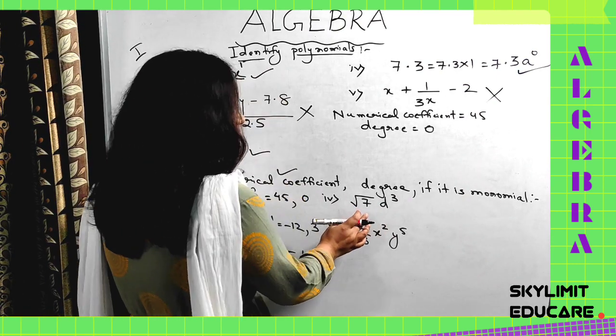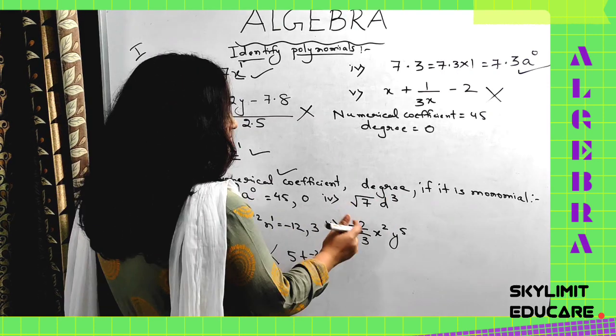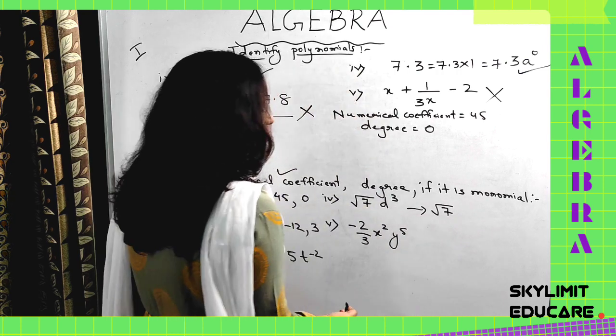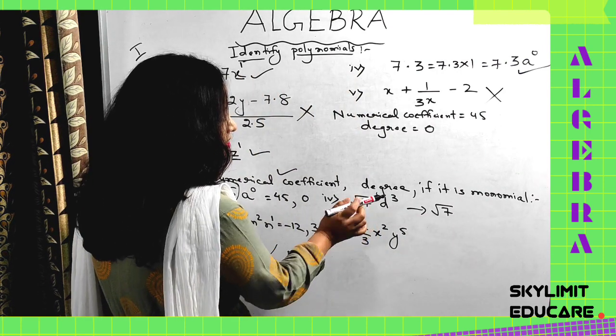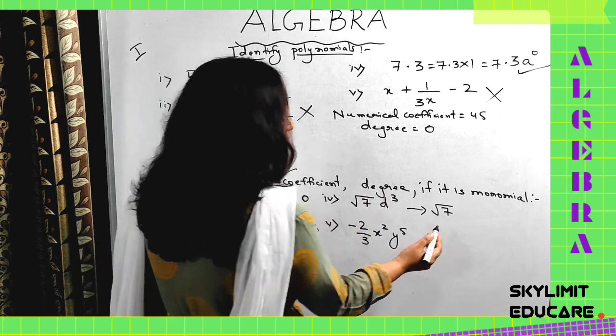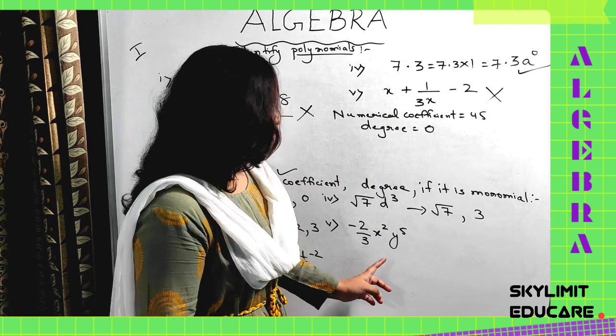Now this is a monomial because root over 7 is multiplied to d cubed, okay? So what is the numerical coefficient here? Numerical coefficient is root over 7. And what is the degree? Degree, how will you find out? The degree of the variable is 3. So the degree is how much? 3. Okay? Next one. This is also a monomial.